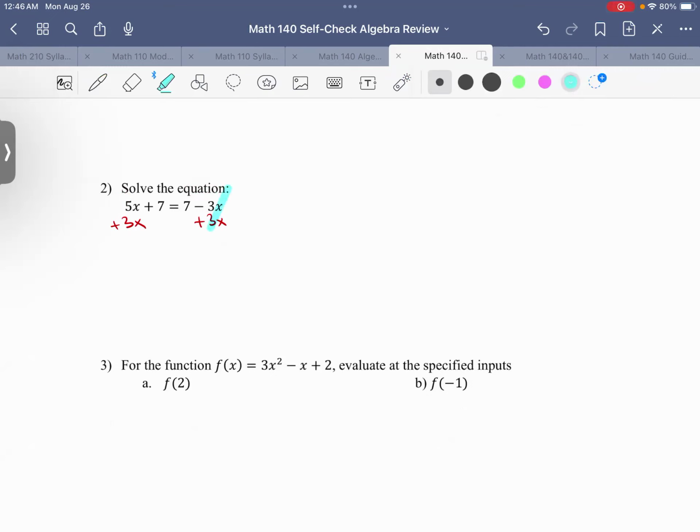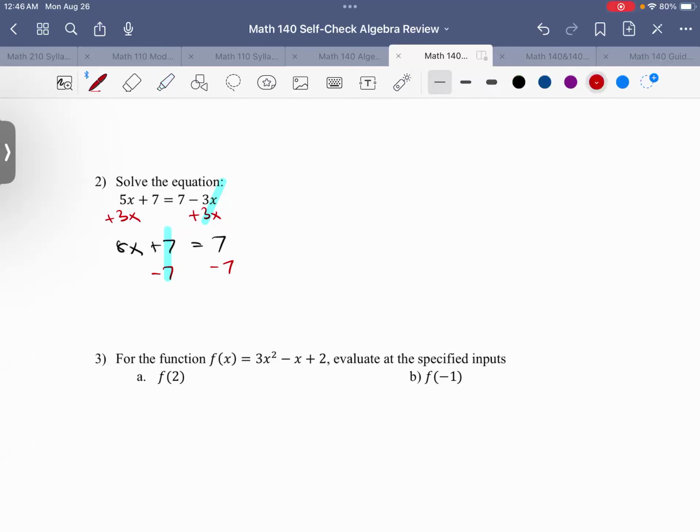So this 3x cancels out. What I'm left with is 8x. 5x plus 3x is 8x plus 7 equals 7. Okay, so I still want to get x by itself. So what I want to do is clear out this 7 here. So minus 7, that cancels out. What I'm left with is 8x equals 0, actually.